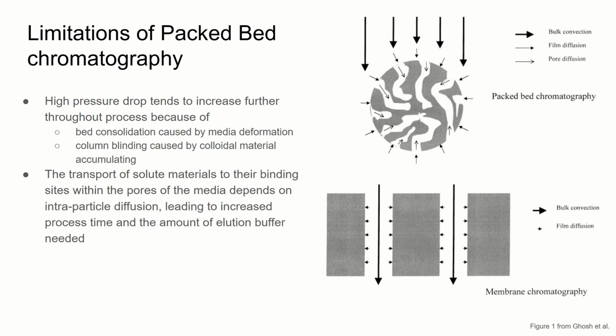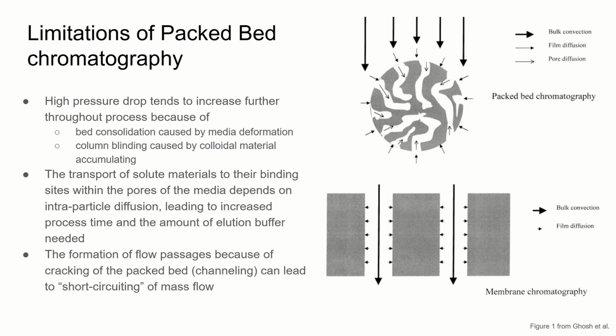Cracking of the bed can lead to channeling, where flow passages form, allowing short circuiting of mass flow. And most conventional materials are polydispersed, meaning they are non-uniform, which can alter radial and axial flow. All of these issues can lead to deviation between the models and reality, since models assume even packing, uniform materials, often spherical, and do not account for short circuiting.